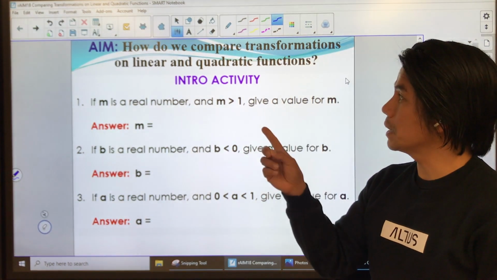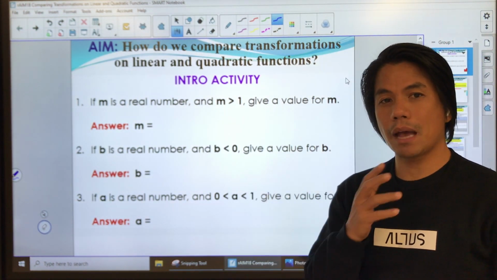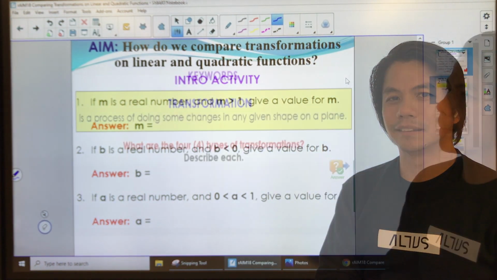Go ahead and complete the intro activity. Be sure to pause your video while you're doing it. Come back once you're done to check your answers.